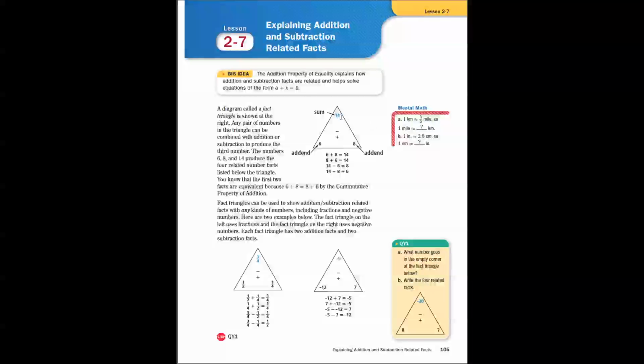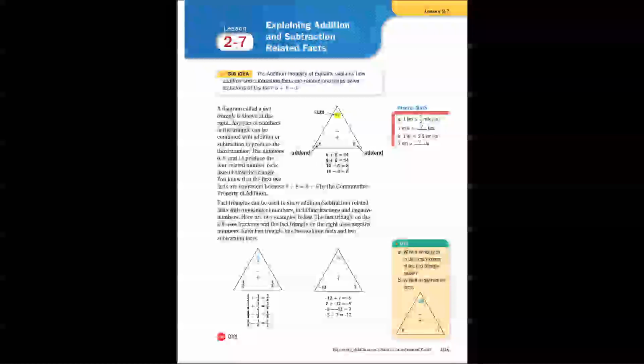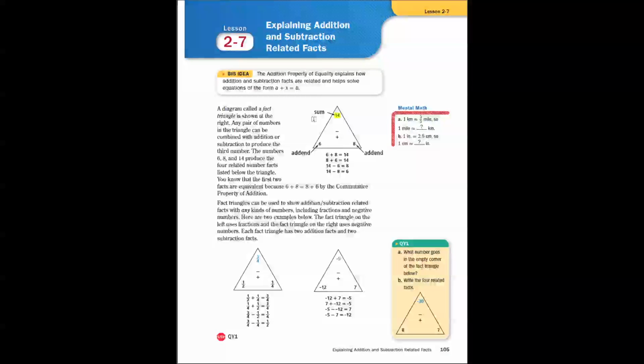The peak of the triangle, which is where this 14 is here, that's the sum. That's what it all equals, right? And then the addends are the things being added together. So 6 plus 8 is equal to 14. So this is the fact triangle being written up to show this.